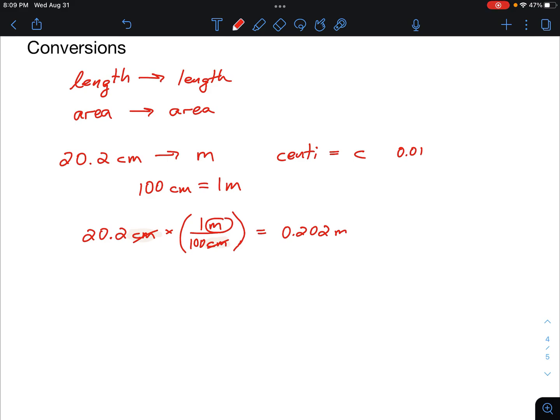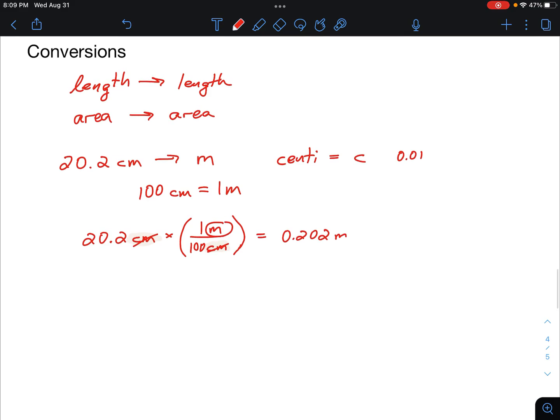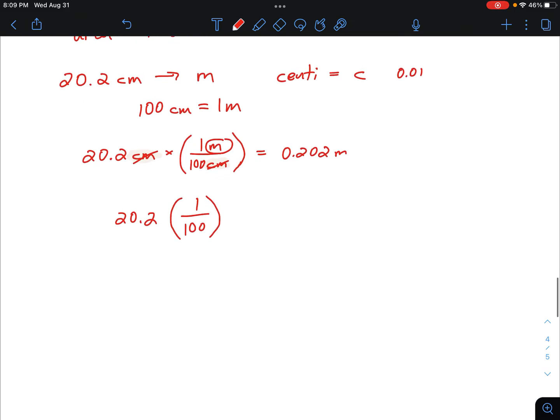Now, a couple of things that I want to point out that maybe might be confusing is the way that this is written out. So in parentheses, we have 1 divided by 100. Let's just write the numbers down. And then I have 20.2. So this is without the units. I have 20.2 times 1 over 100. So there's more than one way that you can actually calculate the final result. And so I want to show you just 2 of those ways.